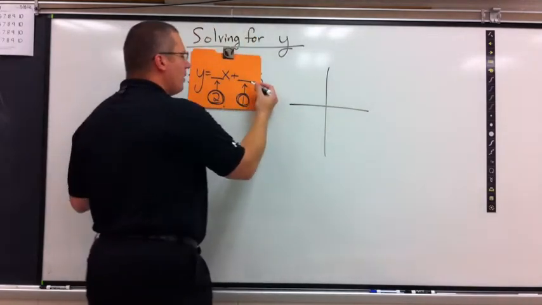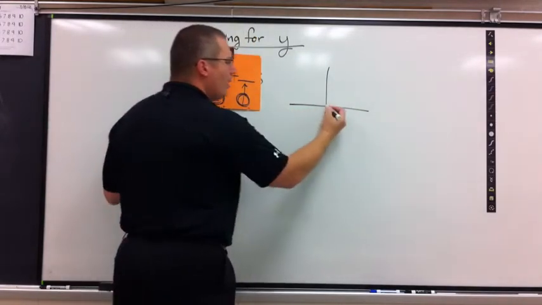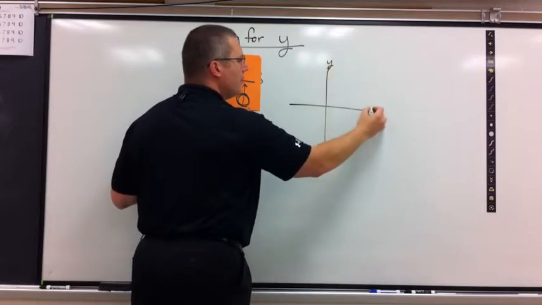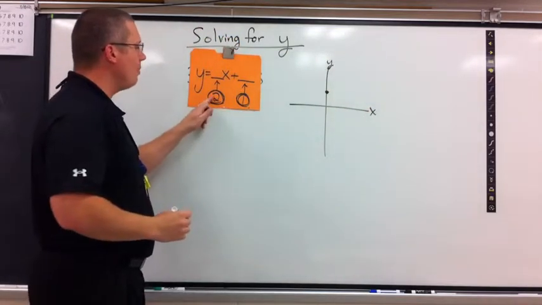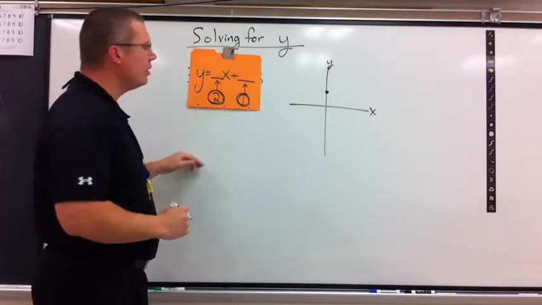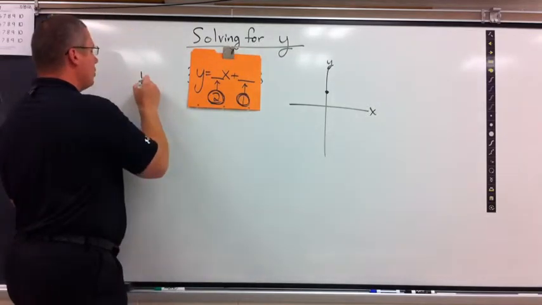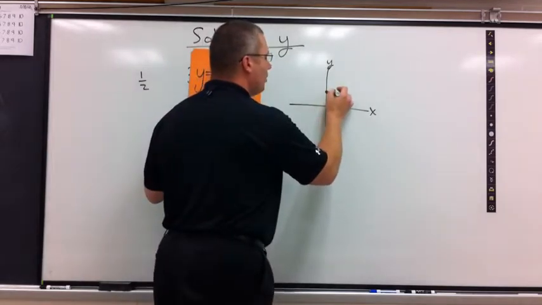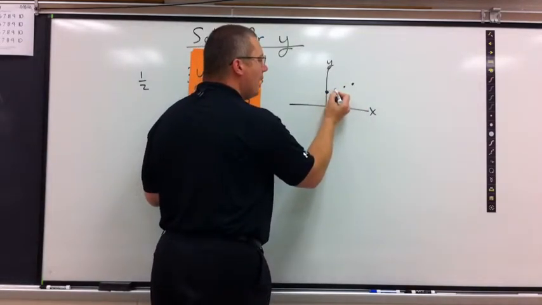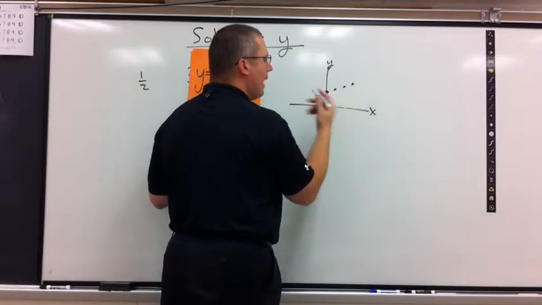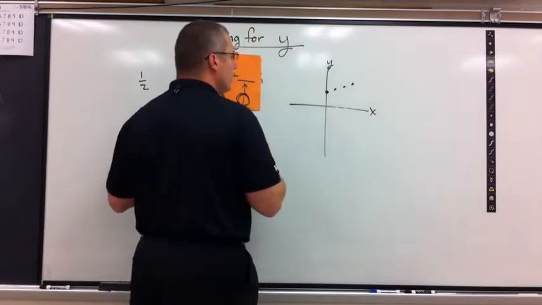The y-intercept tells you where to start. So if it was a 4, I would go on the y-axis up to 4. 1, 2, 3, 4, put a point. The slope tells me how to move. If it was 1 over 2, I would go up 1, right 2, up 1, right 2, up 1, right 2. Each dot is a solution, an ordered pair that makes this true.